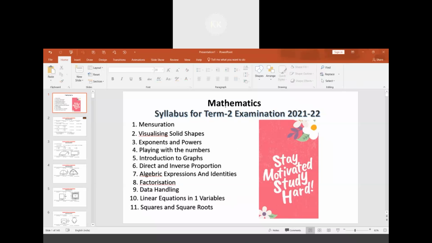You are aware of the chapters which are there for the term 2 examination, and also you must have received the timetable. Did you go through the instructions over there? It is not just MCQ type. Yes, sir. There are very short answer type questions, and long answer type questions.